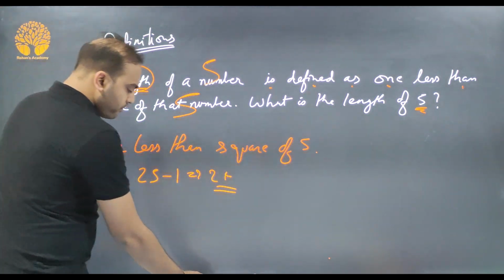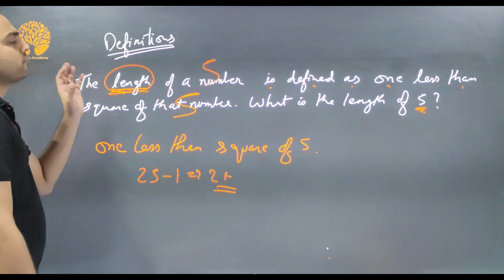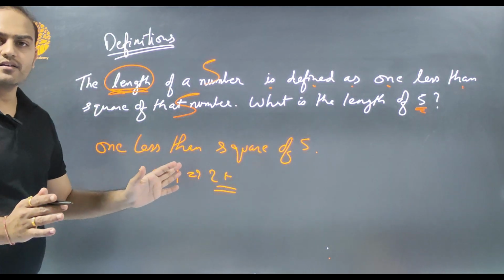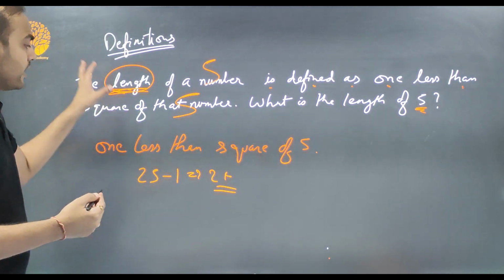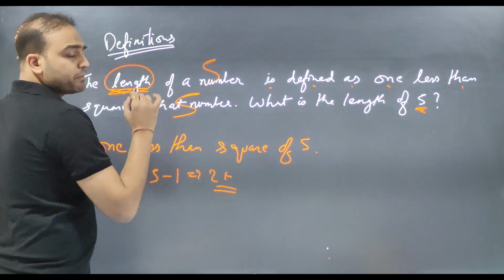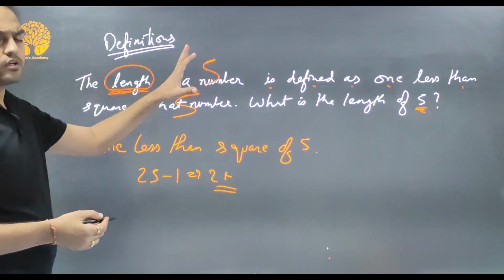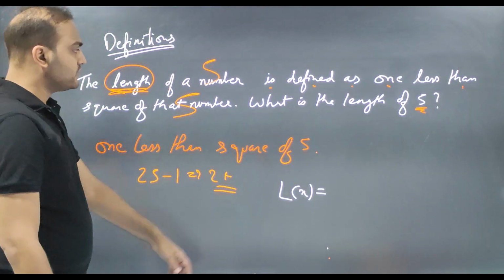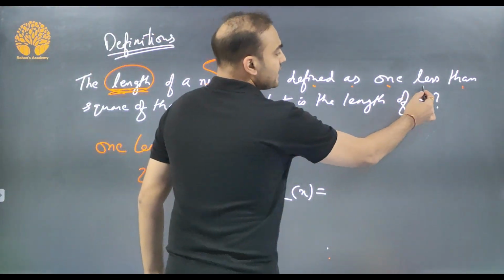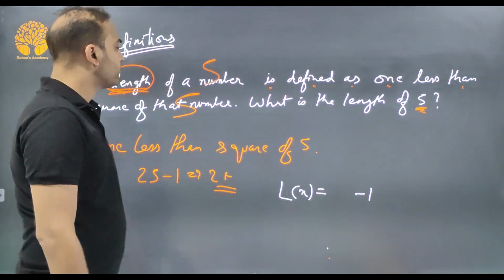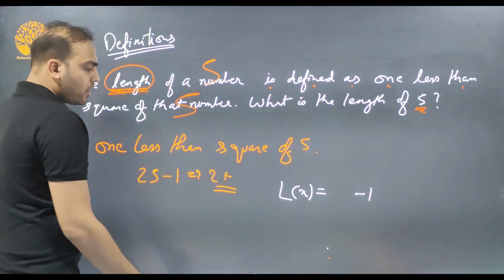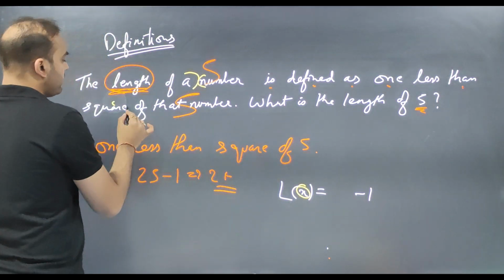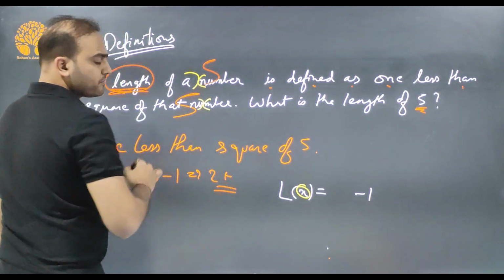The point being that it's not necessary that the function is always given in a simple form. It can be defined also, doesn't matter. Again, all you have to do is plug in values. And if you observe this, let's do a different length of number. Let the number be x. So say length of number L of x is defined as 1 less than square of x. Now what am I doing? I am replacing number by x.